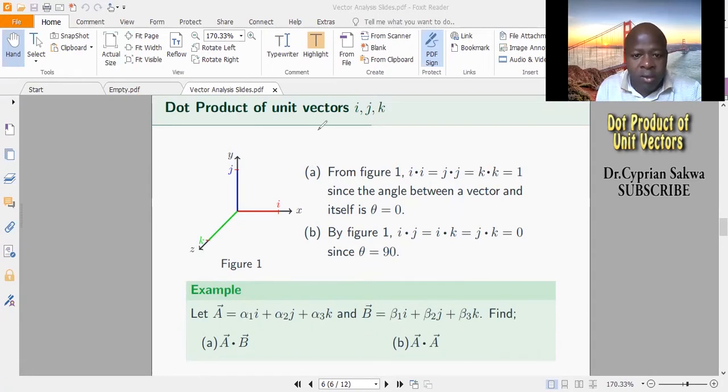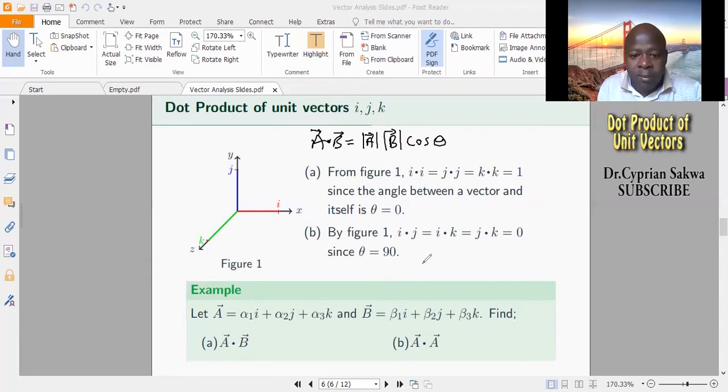Remember from our previous knowledge how to get the dot product. If you're given two vectors a and b, the dot product between a and b is given by the magnitude of a times the magnitude of b times cos theta, where theta is the angle between a and b. So we'll be using this formula to get the dot product of these unit vectors.